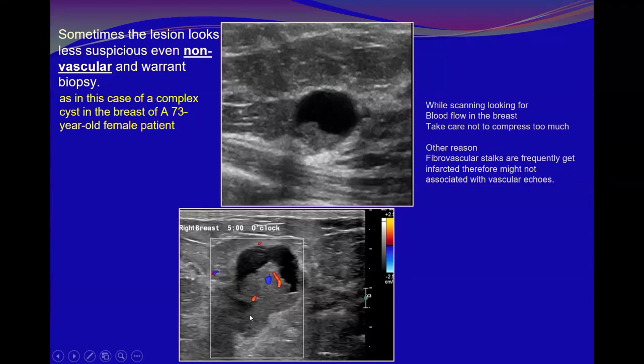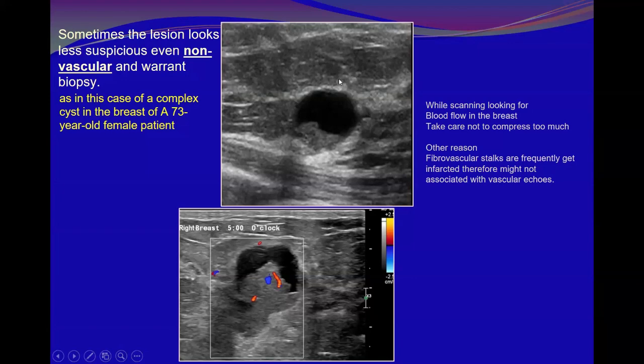This is a protrusion from the wall. Can you see the wall here? A cyst is supposed to have an imaginary wall, it's supposed to be in this position. But here it extends into the ductal system. So this is a fibrovascular stalk. It can be neoplastic, it can be malignant, it can be benign. So it is either a papilloma or a papillary carcinoma.